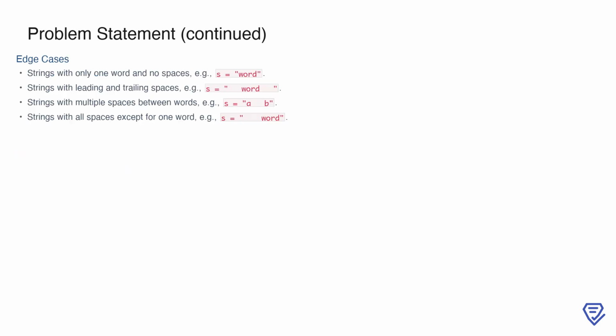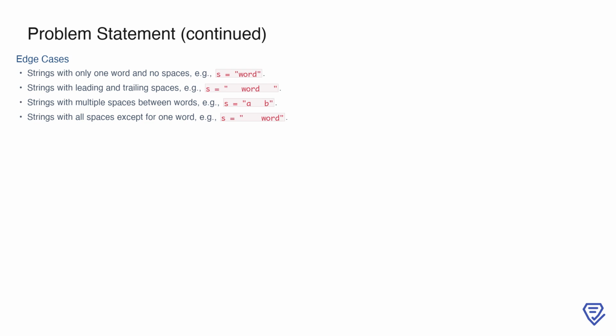Now let's think about some edge cases that might come up. First, consider a string with only one word and no spaces, like S equals "word". Here, the single word is also the last word, so the output would simply be the length of that word. Another case is when the string has leading and trailing spaces, such as S equals " word ". In this scenario, you need to ignore those extra spaces and focus on the word itself.